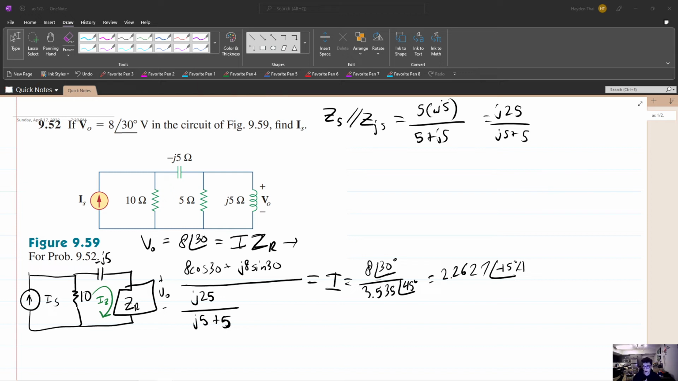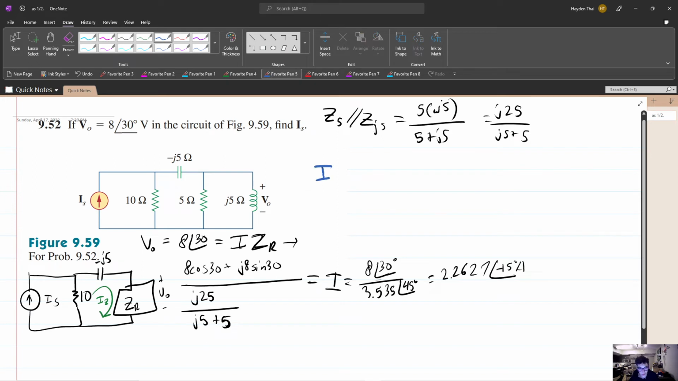Now, the last step is we just do a current division. So for IZ, if we had to do a current division for this IZ, it would be equal to the source current, right? Because it goes down two ways. It goes down this way, and then it goes down this way. And then we just do the current division rule right here.